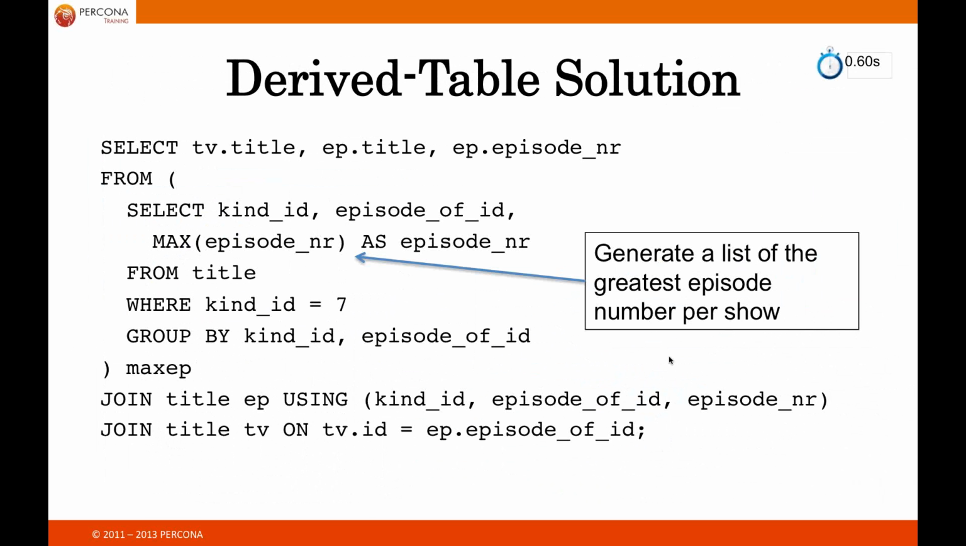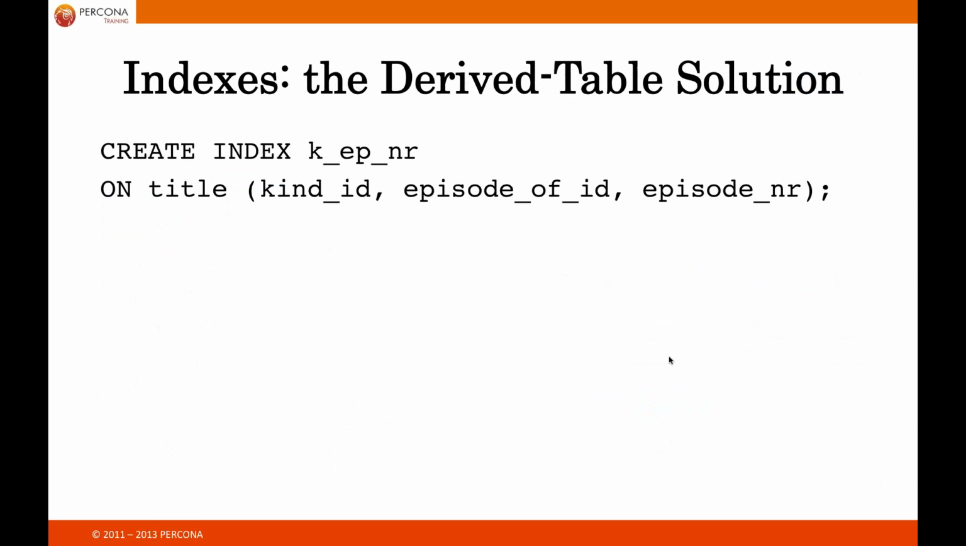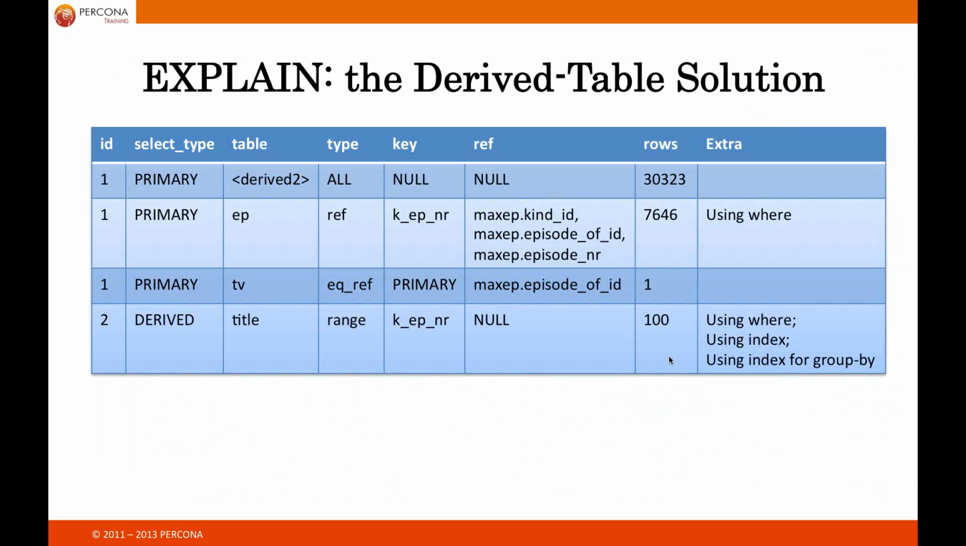And we join that to the episodes table again, comparing the kind ID, episode of ID, and episode number. So it naturally finds the row in EP that has that maximum episode number per TV show. And therefore, we can use EP to get the title, because it'll be the correct row. Notice that the time went down a great deal, down to less than a second. Same indexes, and much lower numbers that we see. It was able to reduce the order of magnitude of how many rows it had to scan in order to do that comparison.